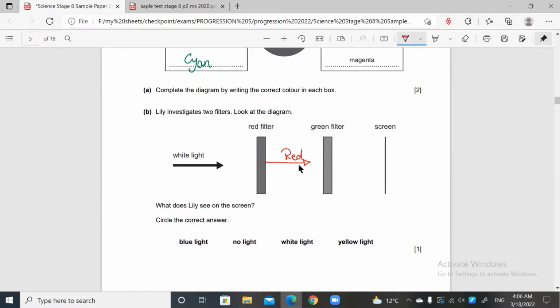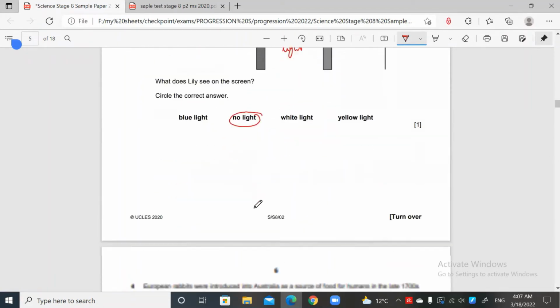Again, the red light is incident on a green filter. So, green with red, what will happen? What do you predict? Green only reflects the green color and absorbs all other frequencies. So the screen will receive no light. The answer here will be no light.